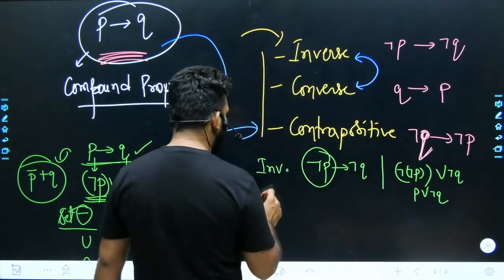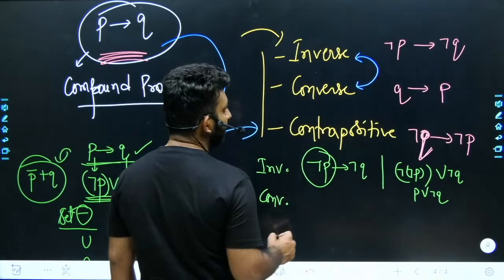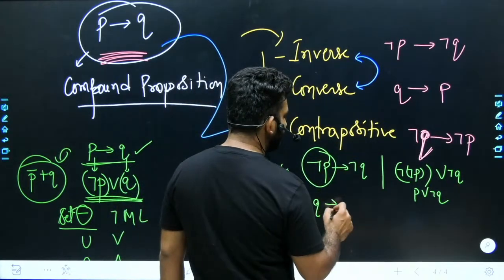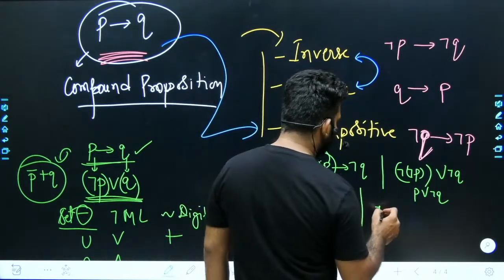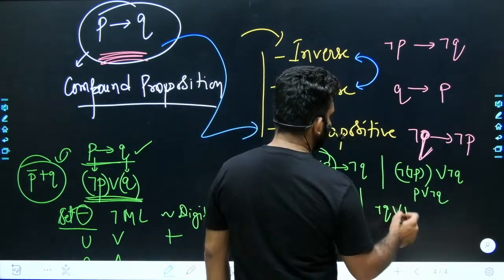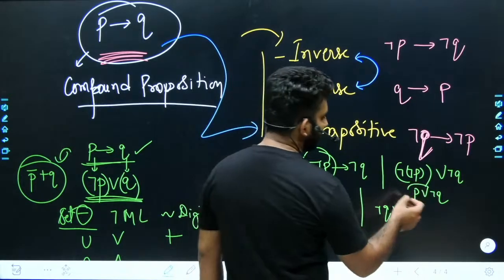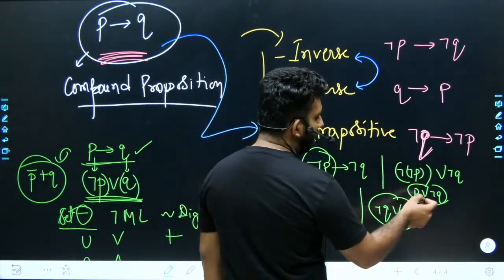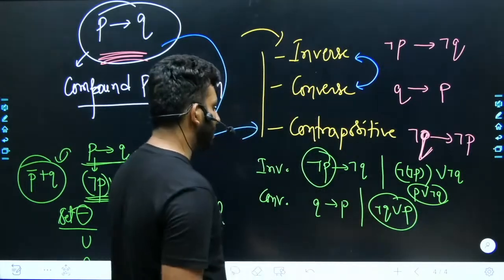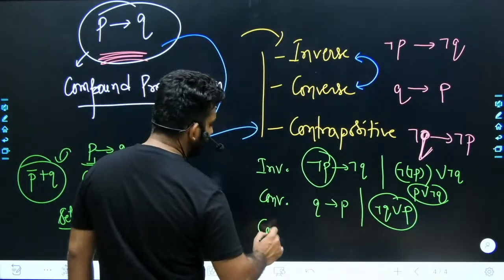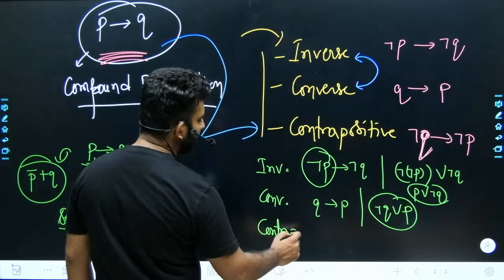If I talk about the converse, what I'll be having, that was Q implies P. So what do I have for this? Negation of first, and second part as it is. So see, this is the same, P or negation of Q, negation of Q or P, one and the same thing over here. Okay, and the last but not the least, what about contrapositive?